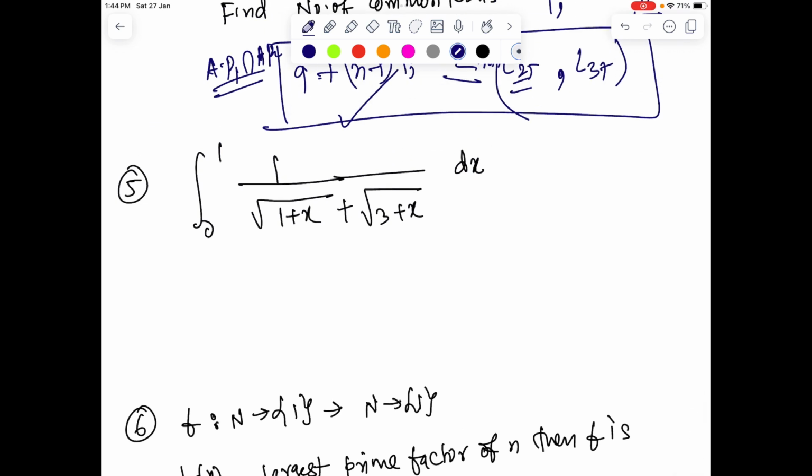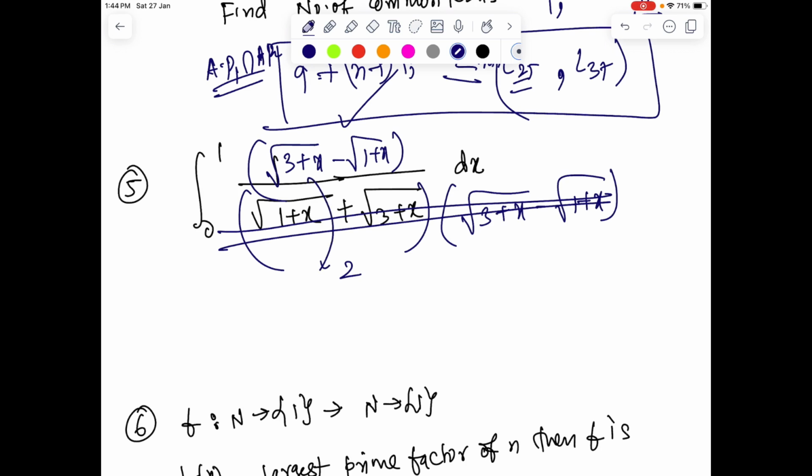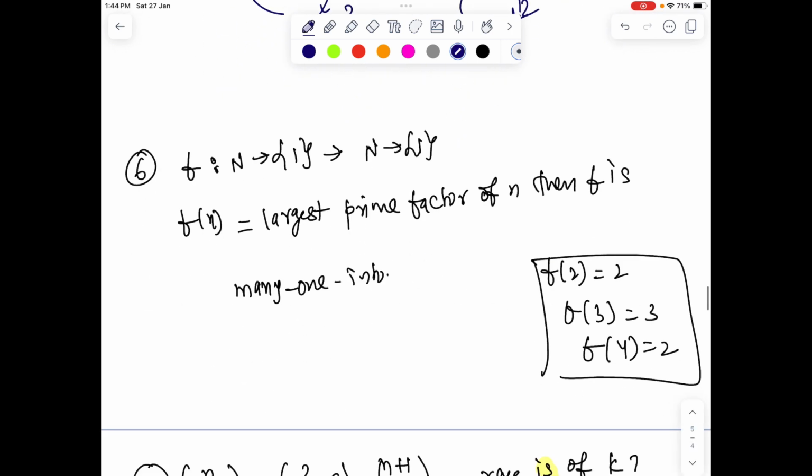Next is from integration, a straightforward integration problem where you just need to rationalize. We can multiply by root of 3 plus x minus root of 1 plus x, and this quantity will be just 2. The rest you can integrate because it's direct integration. Either you can put 1 plus x as t square, similarly solve the other by a u square substitution, or you can directly use the formula if you know it.